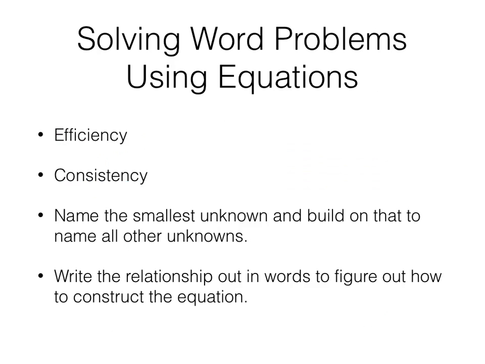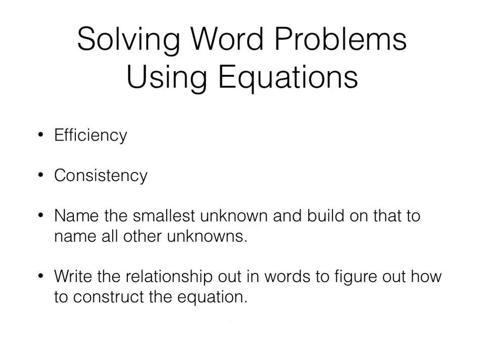Okay, now, there's two basics to this. Name the smallest unknown and build on that to name the other unknowns. Write the relationship out in words to figure out how to construct the equation. Okay, words or symbols, really.